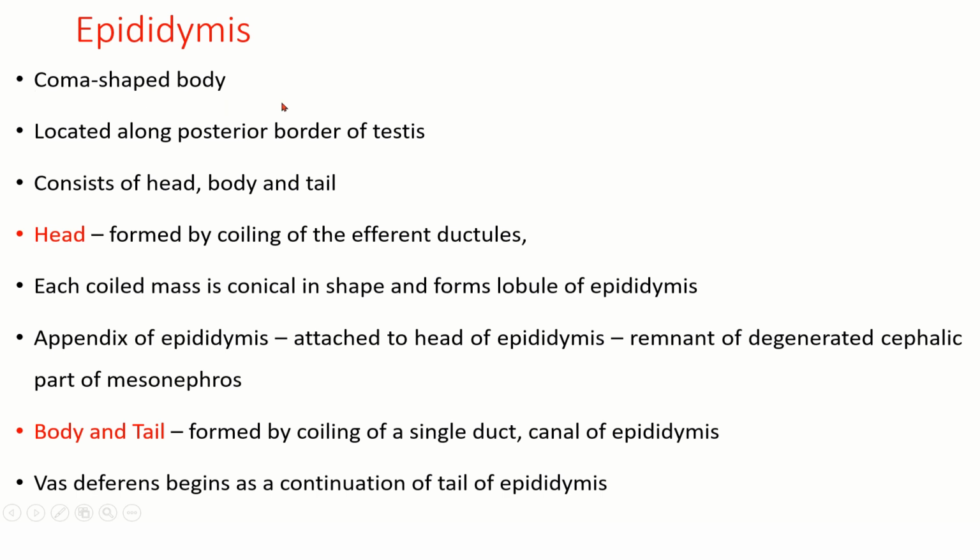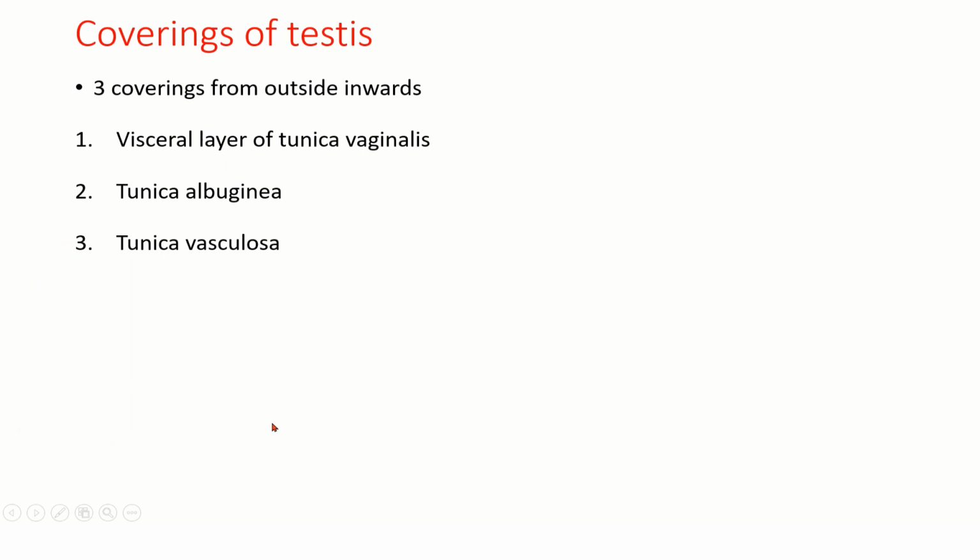Epididymis: it's a comma-shaped body located along the posterior border of the testis. It consists of head, body, and tail. The head is formed by coiling of the efferent ductules. Each coiled mass is conical in shape and forms a lobule of the epididymis. The appendix of epididymis is attached to the head of the epididymis. It's a remnant of the degenerated cephalic part of the mesonephros. The body and tail are formed by coiling of a single duct, the canal of epididymis. The vas deferens begins as a continuation of the tail of the epididymis.